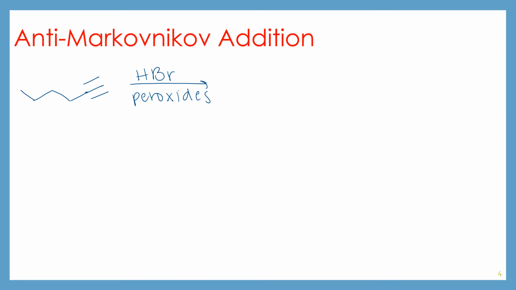And you can do this also anti-Markovnikov by adding in peroxides. So in this case, you end up with the bromine on the least substituted carbon, same as if you had done this with an alkene.